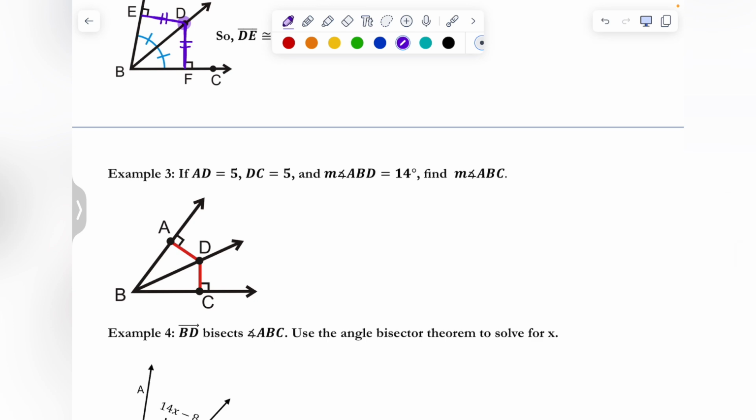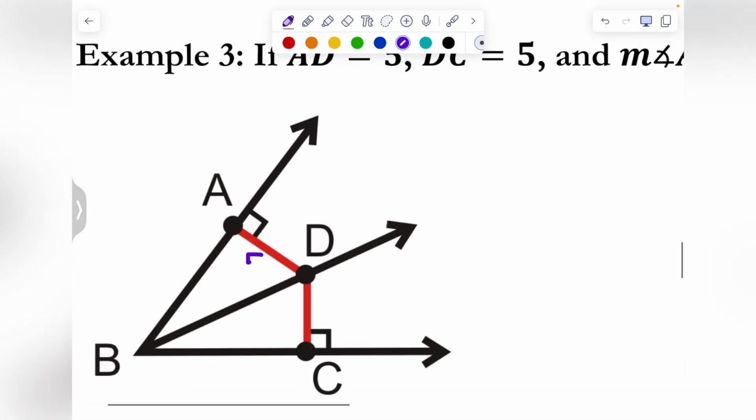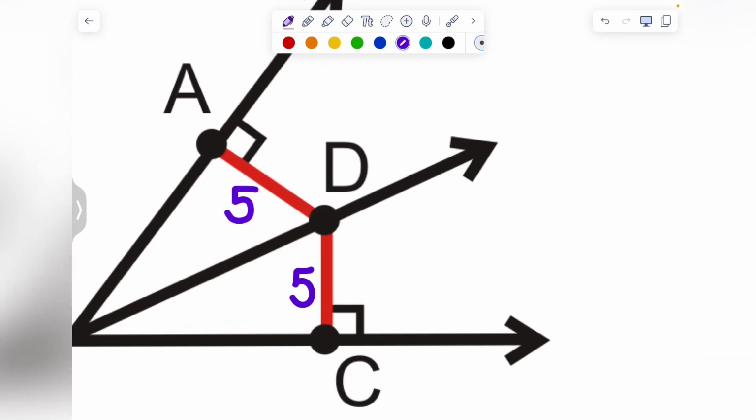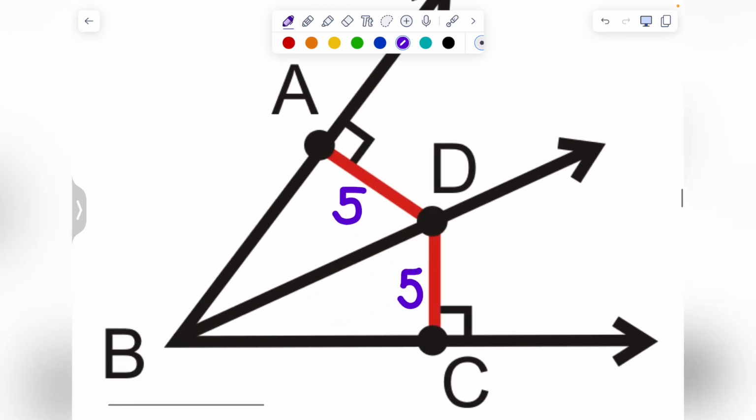All right, so example 3 says this: if AD is equal to 5 and DC is equal to 5, well, since these are equal, that means I know for sure that this ray is the angle bisector, and that's just because of the angle bisector theorem. If a point on a ray is equidistant from the sides, that means it's lying on the angle bisector.